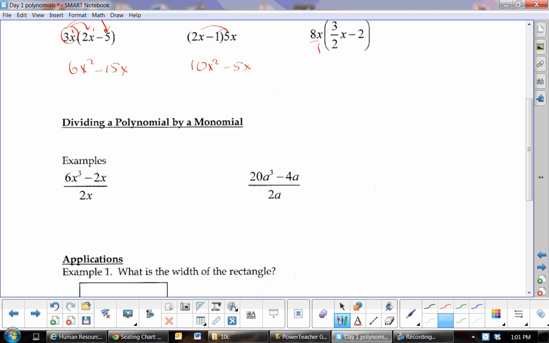Yep. And this would be a 2 over 1. Okay? Now the next one, these are a little bit more complicated. You have to look at this and this.